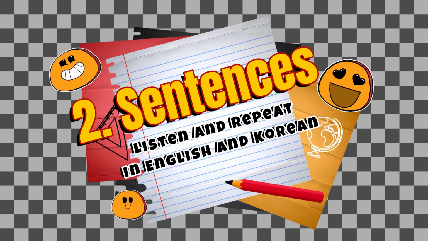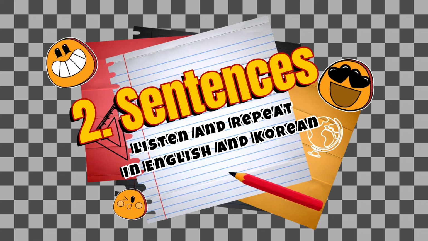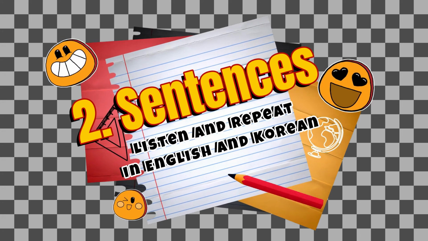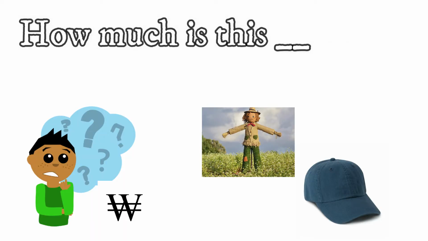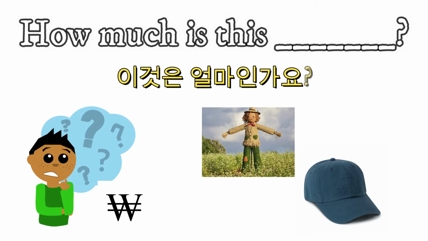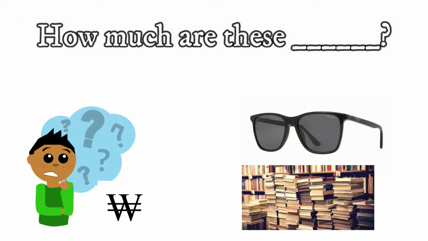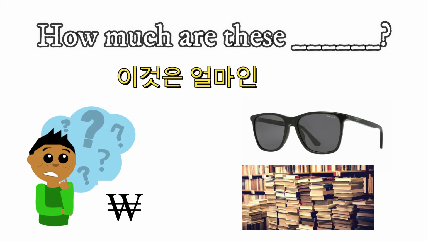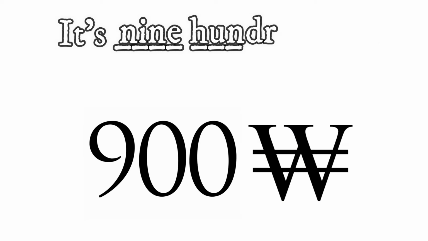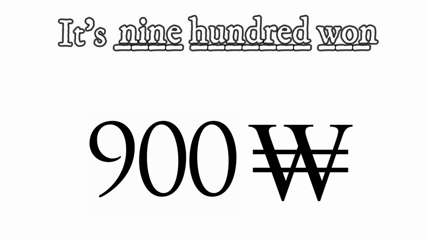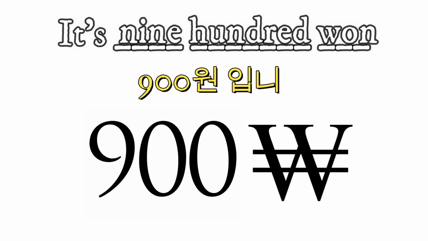Second. Sentences. Listen and repeat in English and Korean. 이번엔 문장입니다. 우리 말과 영어를 듣고 반복해 봅시다. How much is this blah blah? 이것은 얼마인가요? How much are these blah blah? 이것은 얼마인가요? It's 900 won. 900원입니다.